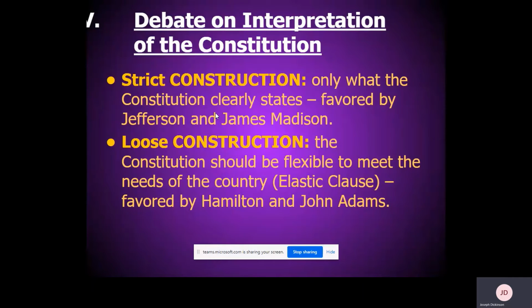Now, the neat thing is Hamilton and Jefferson are both on Washington's cabinet at the time. Madison and John Adams are not. John Adams is actually the vice president, but he's going to be a loose constructionist.